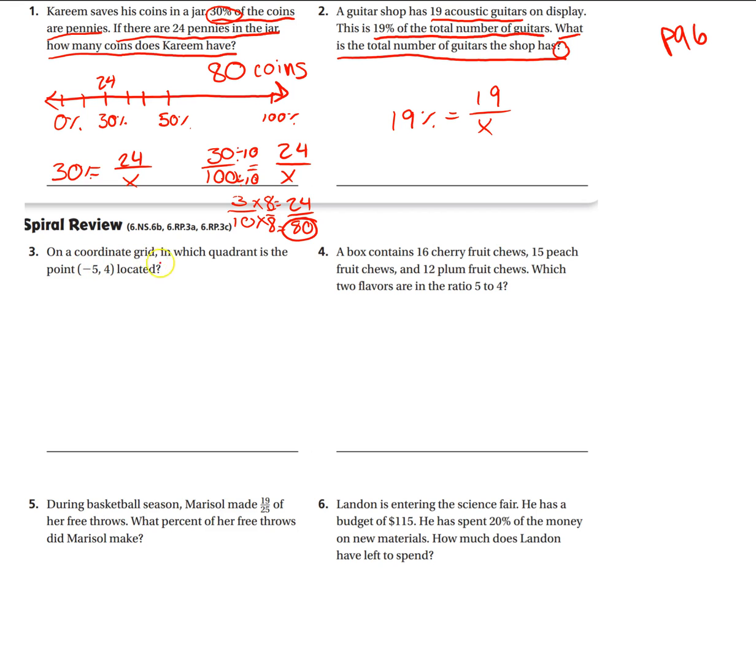Okay, on a coordinate grid, in which coordinate is the point -5, 4 located? Well, if you have a grid, remember y in the sky, and this is our x, and on the ordered pair, x is first, then y. So it says to go -5 on the x, so that would be backwards 5, or to the left 5, and then +4 on the y, that would be up here.